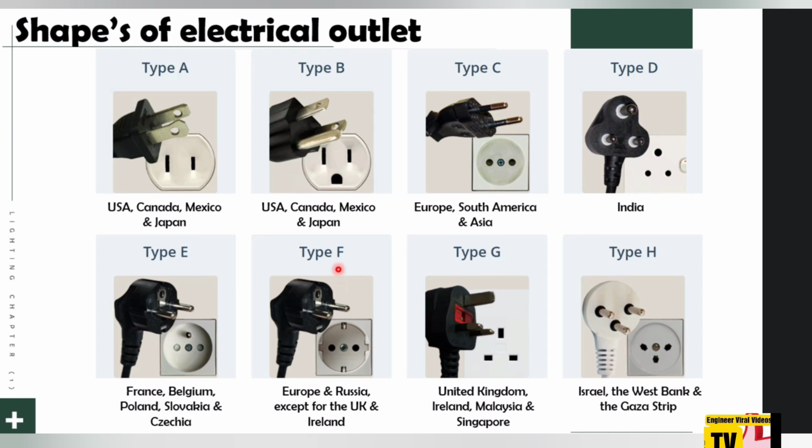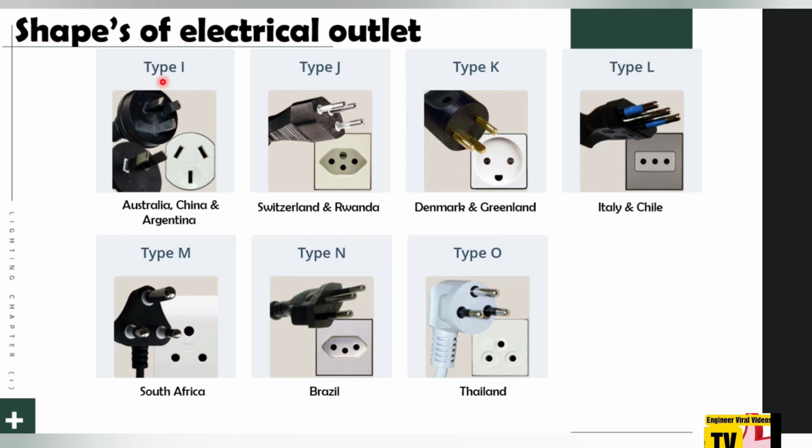Type F is used in Europe and Russia, respectively the United Kingdom and Ireland. Type G is used in the United Kingdom, Ireland, Malaysia and Singapore. Type H is used in Israel and the West Bank and the Kerch Strait. Type I is used in Australia, China and Argentina. And the J type is used in Switzerland and Rwanda.